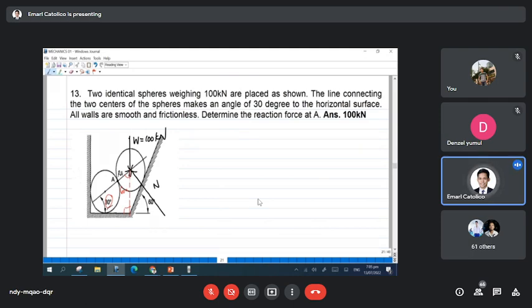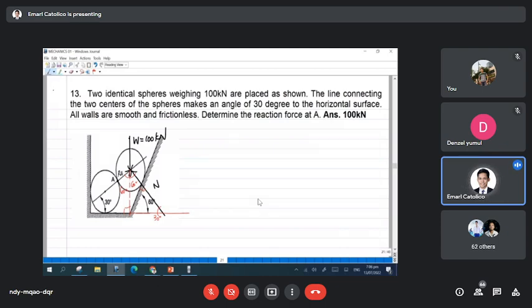Then extend natin itong line sa baba, yung may 60 angle. Pag in-extend natin yan, kung 60 yan, matik ito, 30 degree. So ito, right triangle. Okay? So kung 60 to, opposite niyan ay 60 degree din. So yun na, may dalawa na tayong angle, pwede natin ma-form yung polygon method.